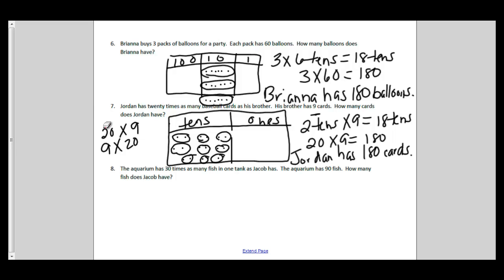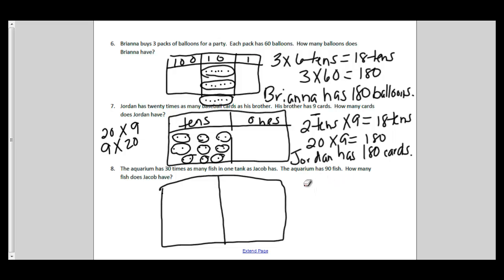All right, so the aquarium has 30 times as many fish in one tank as Jacob has. The aquarium has 90 fish. How many fish does Jacob have? So this problem is just a little bit different. So it says here that the aquarium has 90 fish. So instead of multiplying this time, I'm going to start with my 90. So here's tens. So we've got 1, 2, 3, 4, 5, 6, 7, 8, 9. And this is 30 times as many fish as Jacob has.